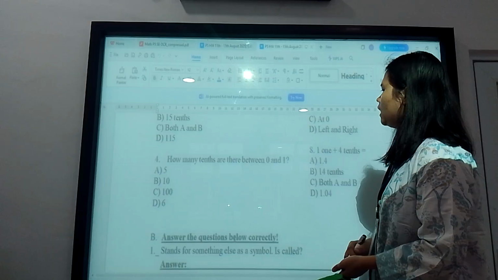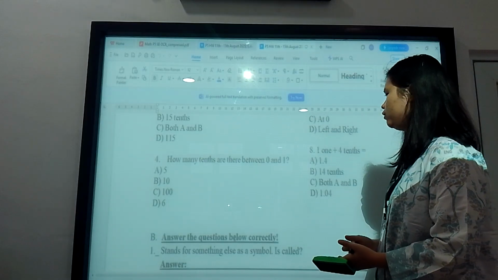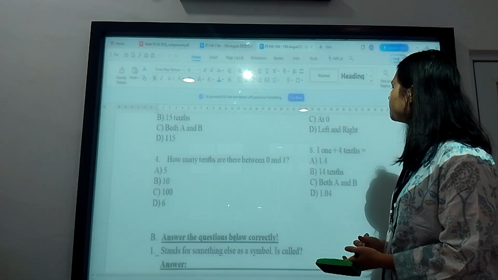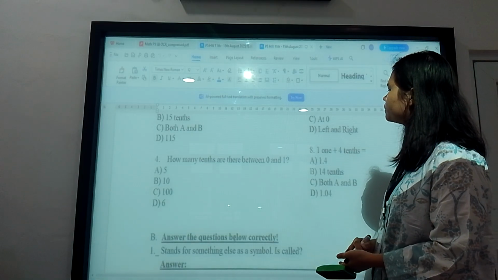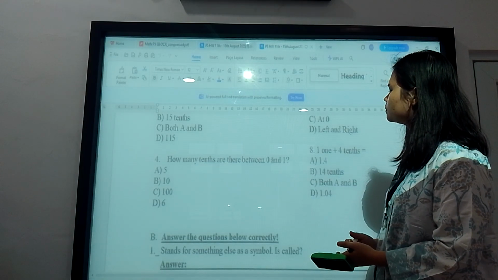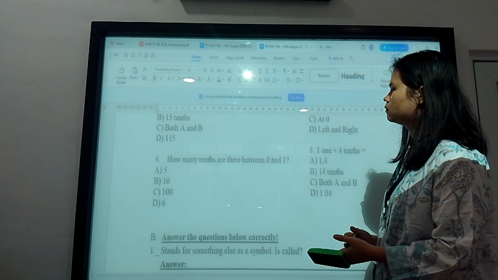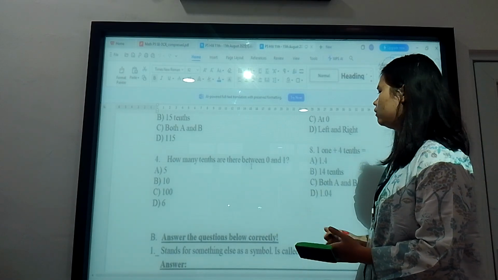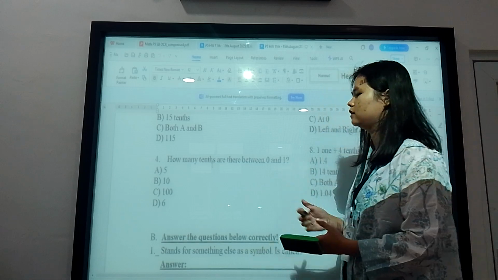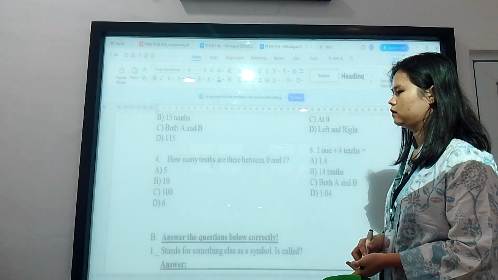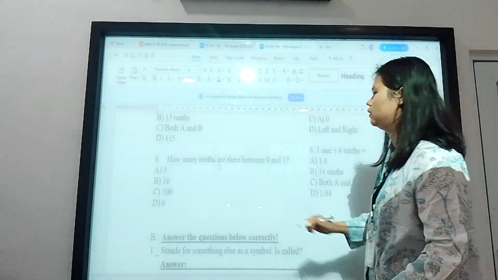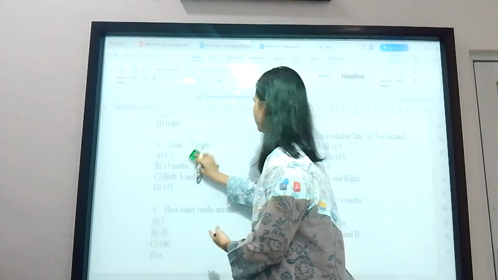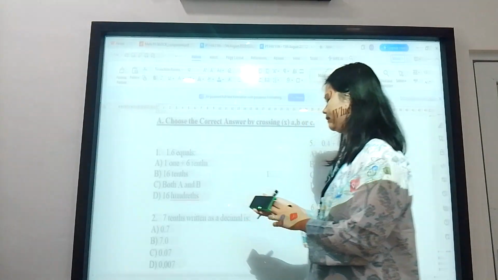Okay. How many tenths are there between 0 and 1? It's 10, B. Oh, so it's 0.1. No, it's 10, like that. 0 and 1. How many tenths? Okay, so could you give example? Like this. 0.1, 0.2, like that. Okay. Number 4.